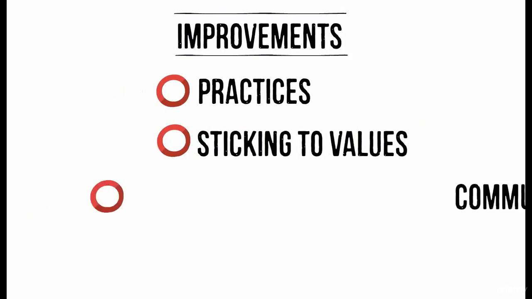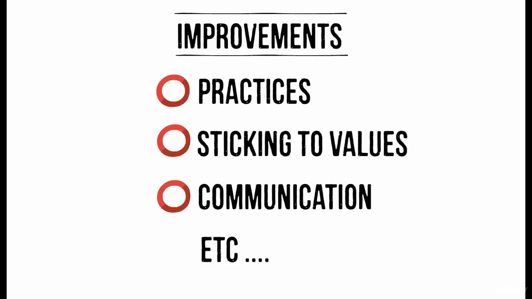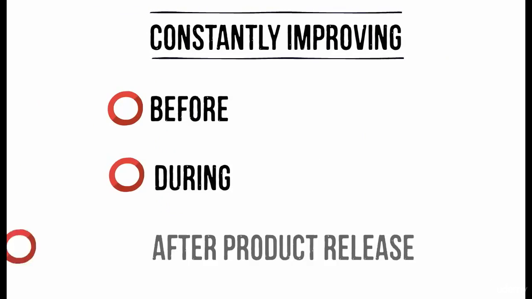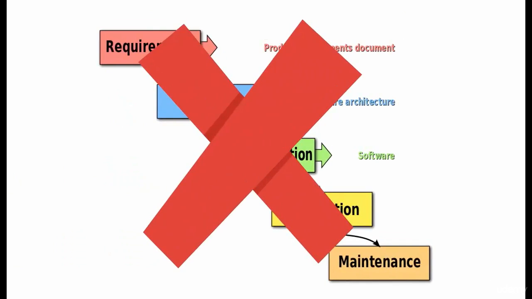These can be improvements in practices, sticking to values, communication, or other aspects. This is powerful stuff in industry, the ability to consistently inspect and adapt. In that way, a team are improving time and time again before, during, and after the release of a product. This is something that was not possible with the waterfall model of development.